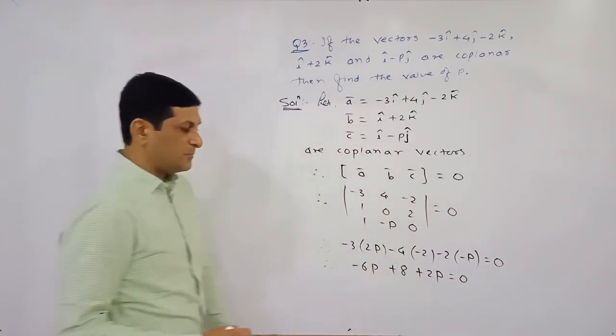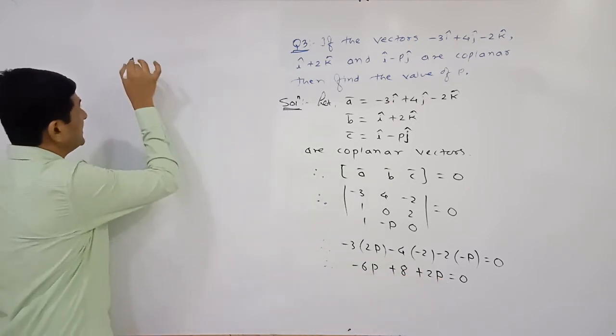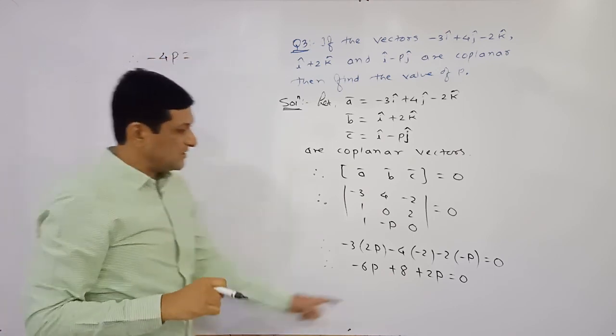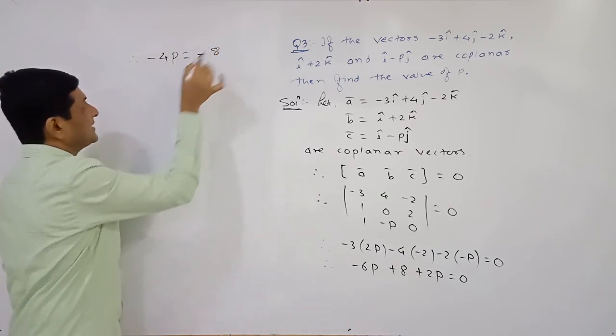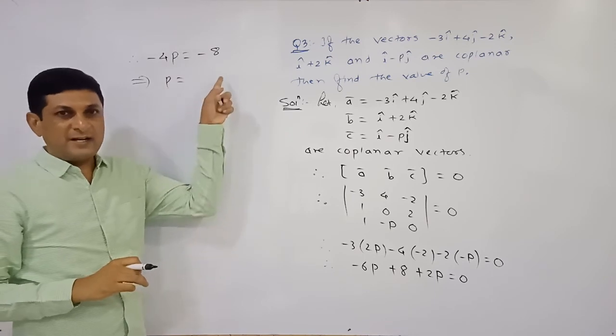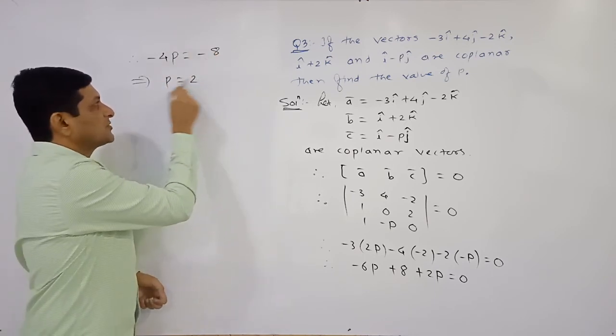Now collect the terms of P on one side. Minus 6P plus 2P is minus 4P. So on one side we will get minus 4P is equal to, and this plus 8 on this side will become minus 8. So which implies that P will be equal to, this minus 4 will get divided on this side. So minus 8 divided by minus 4 will be equal to plus 2.